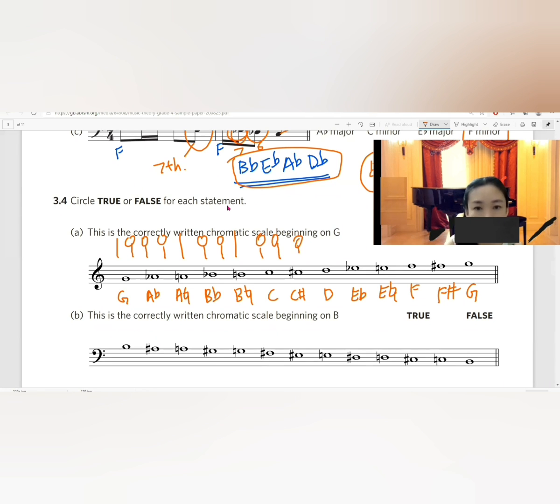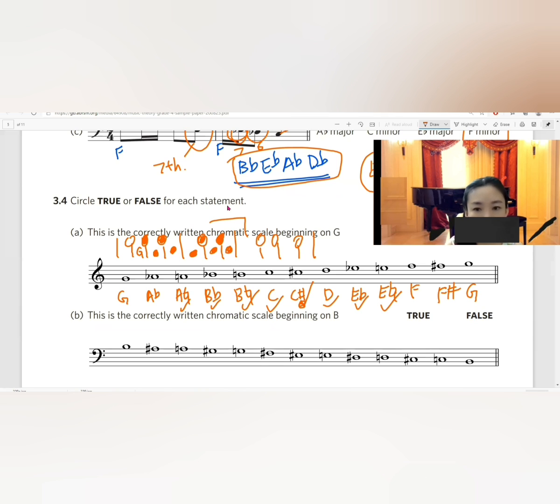So for chromatic scales, all the notes should move in semitone movement. So the first one is a G. After G is A flat. Okay, after A flat is A natural. After A natural is a B flat. After B flat is a B natural. After B natural is C. C is here. After C is a C sharp. So this is correct. After C sharp is a D. After D is E flat, which is here.